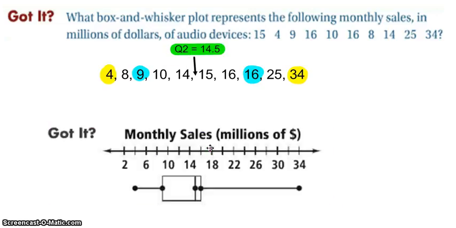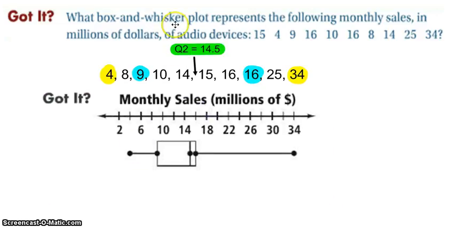So if I clear this way, here you see we've got my minimum at 4, my maximum at 34, my quartile 1 is at 9, my quartile 3 is at 16, and then my median is very close to quartile 3, it's at 14 and a half.